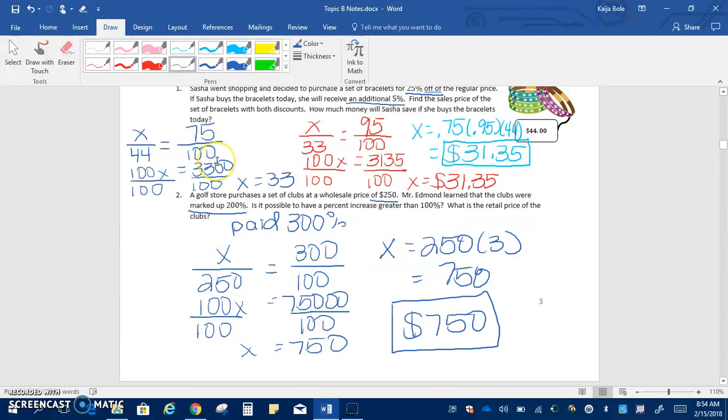Right? This is how stores make money. They mark up their prices of the things that they bought from the warehouse.